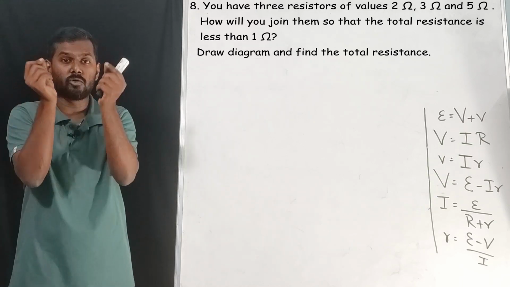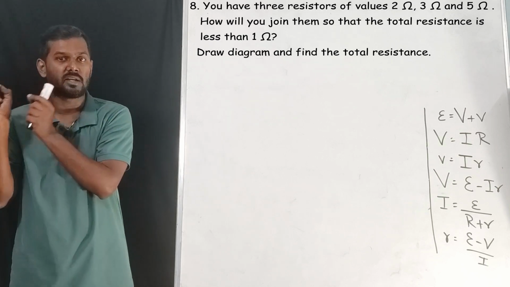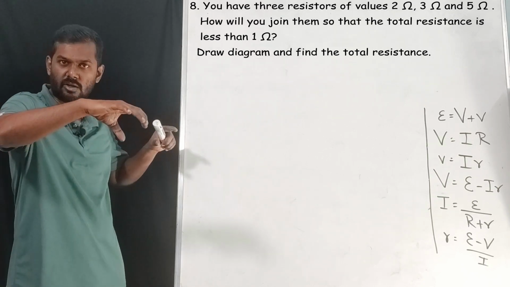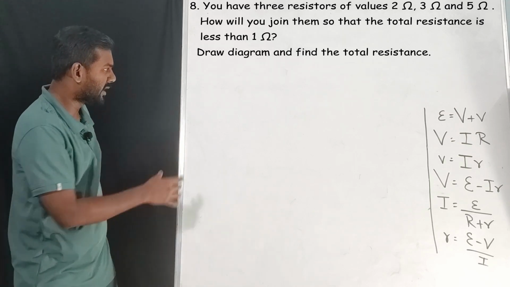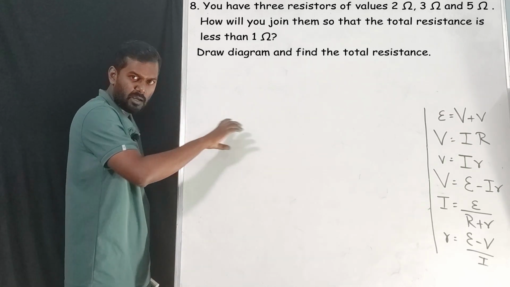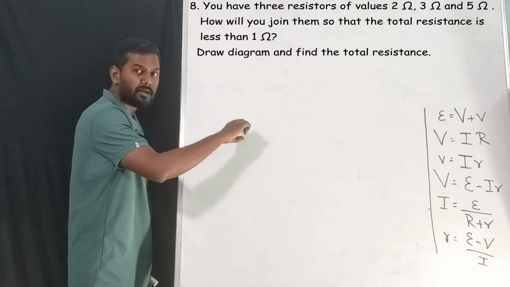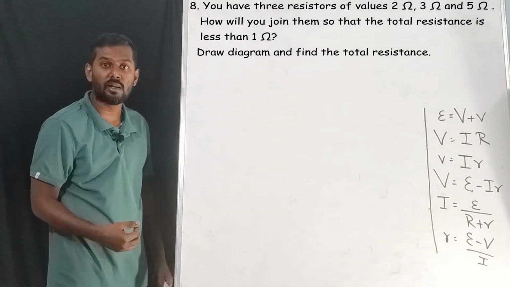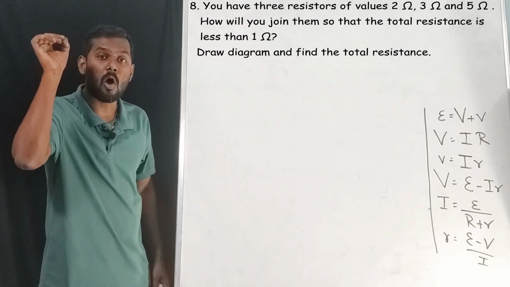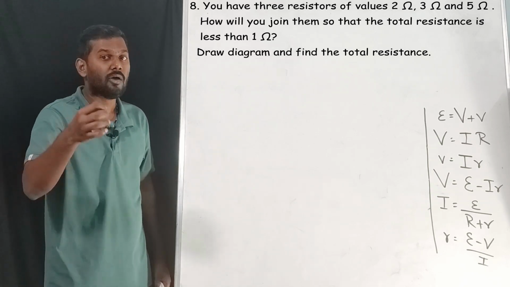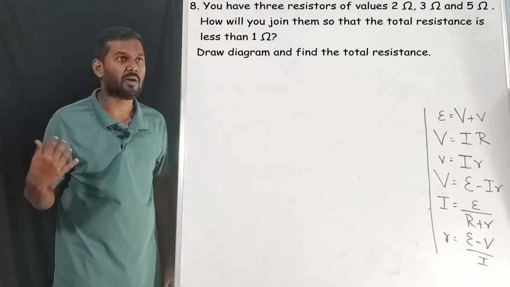First thing, you need to know a few things about resistance in series and resistance in parallel. Assume I'll give you three resistances of three different values. If you connect the same set of resistors in series, and if you connect the same resistors in parallel, the series value will always be greater than the parallel value.